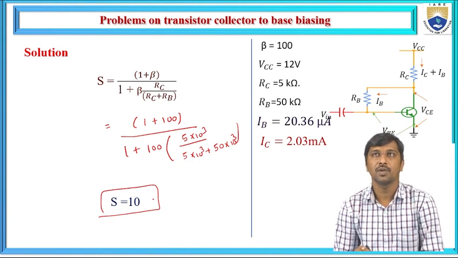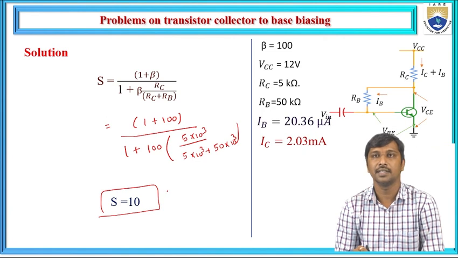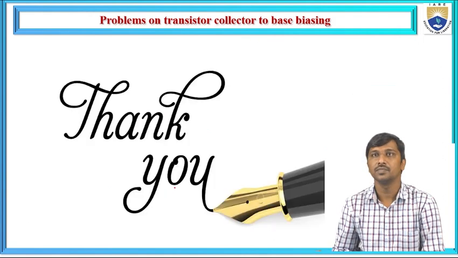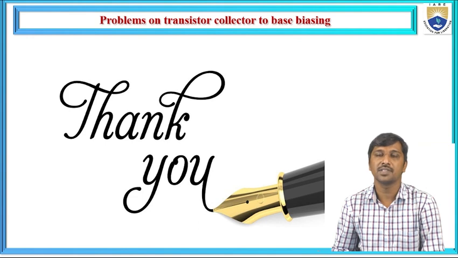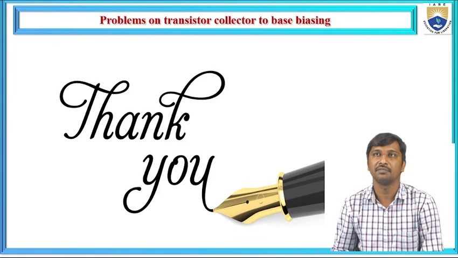So based on the given problem statement, we have found the operating point as well as the stability factor of the given collector to base biasing transistor amplifier. Up to this point in this session, we observed some problems related to collector to base biasing of a common emitter amplifier.